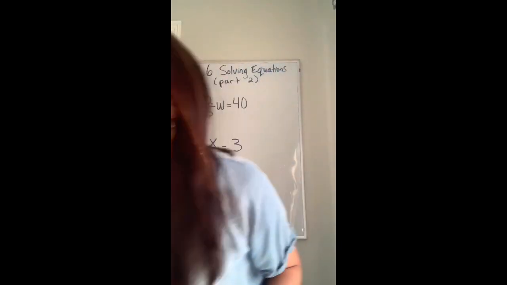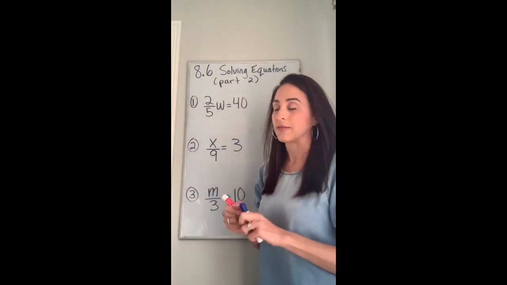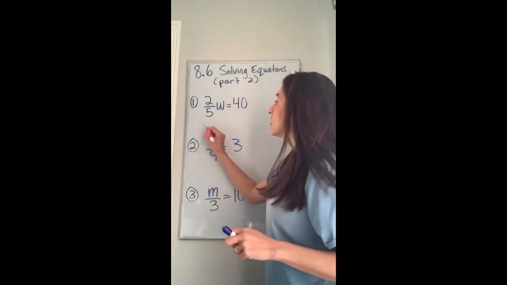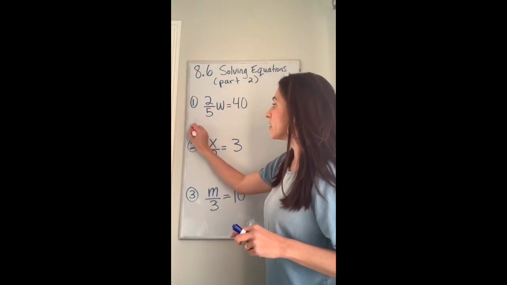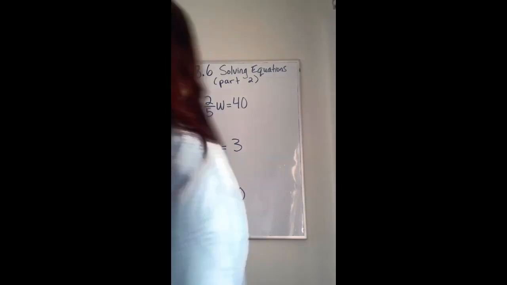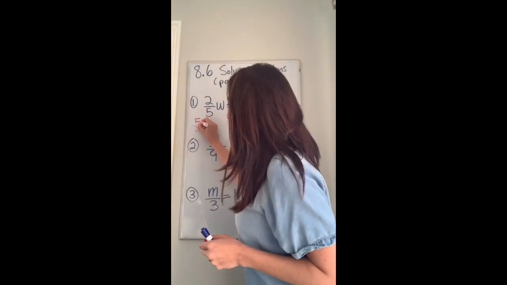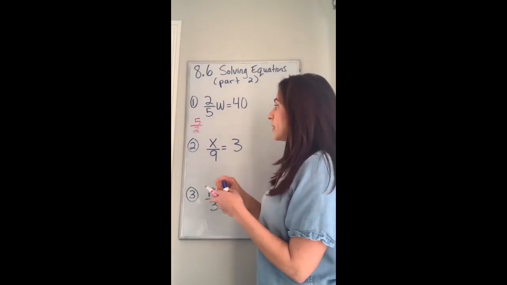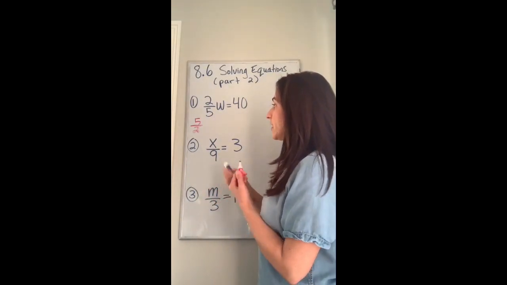Hold on, I got to grab another color marker. Okay, here we go. 2/5. I'm going to flip it to get the reciprocal, so it becomes 5 over 2. Can you see that marker? That's super light. Hold on, another marker. Okay, 5 over 2. I'm going to multiply that with 2/5.